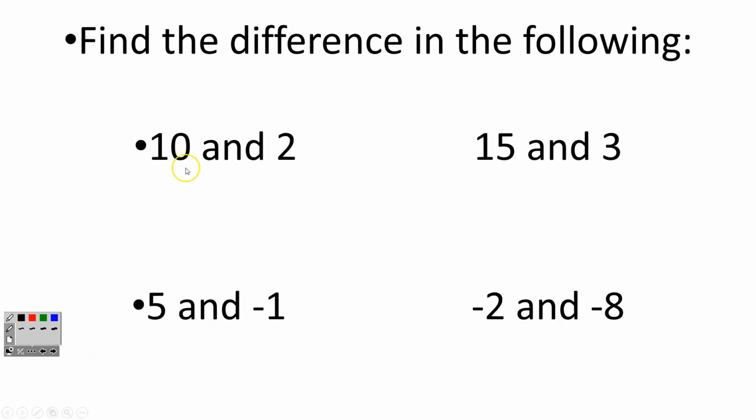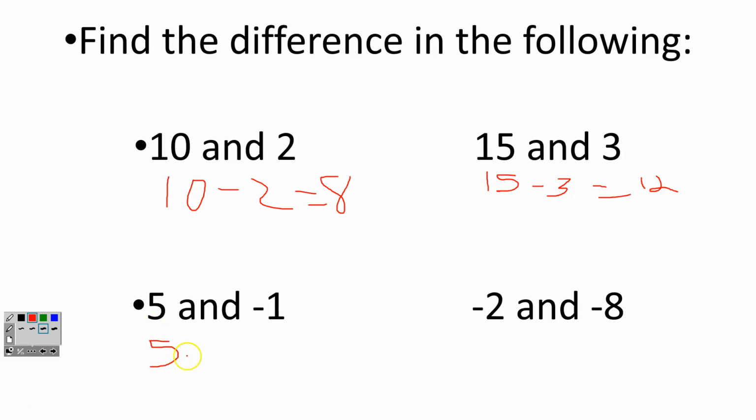So something like this. Find the difference in the following pairs of numbers. 10 and 2, 15 and 3, 5 and -1, -2 and -8. So these first couple, you're going to think, well, it's just something like this. The difference is 8. Okay, so far so good. The difference between 15 and 3 gives me a 12. Now we start getting down here, and people are going to want to do something like this.